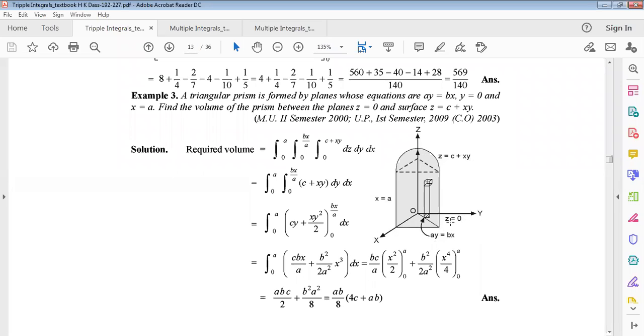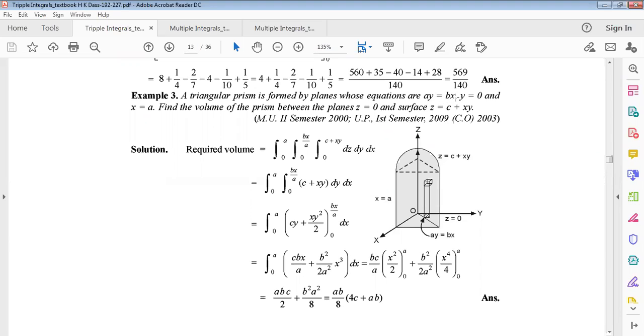So what will the z limits be? 0 to c plus xy, right? And what will the x limit be? 0 to a. This is the distance a. And what will the y limits be? We can find them from the equation ay equals bx. So y equals bx by a, right?